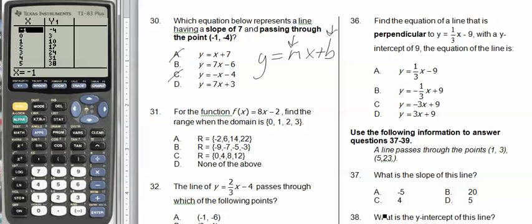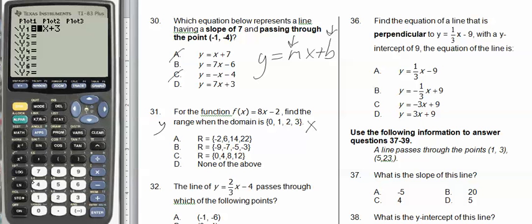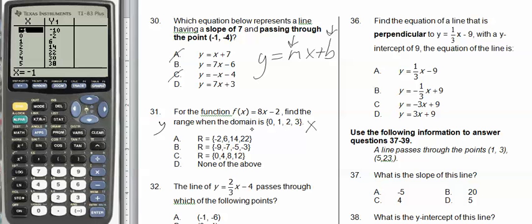For number 31, it says for this function, find the range when the domain is 0, 1, 2, and 3. So remember, domain is just the x values, and range is just the y values. So all we have to do is go into our calculator and put this function in and look on our table for these x values.